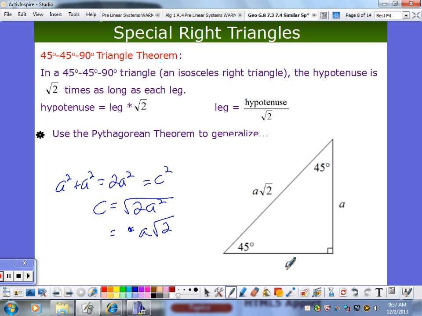a squared plus a squared is a rad 2. Just generalizing it so we can remember it. Not so bad. So if you forget, make this little triangle. You can get back there.